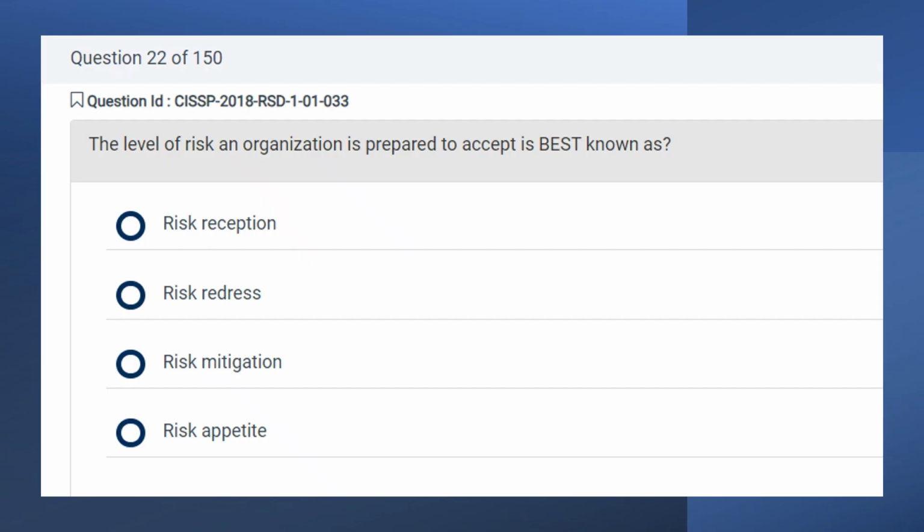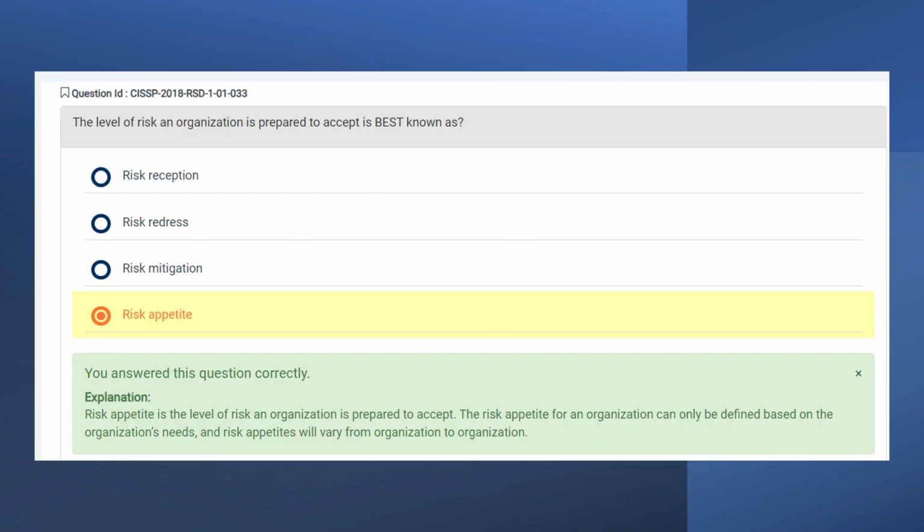Question 22. The level of risk an organization is prepared to accept is best known as what? Risk reception, risk redress, risk mitigation, or risk appetite? Risk appetite is the level of risk an organization is prepared to accept. The risk appetite for an organization can only be defined based on the organization's needs, and risk appetites will vary from organization to organization.